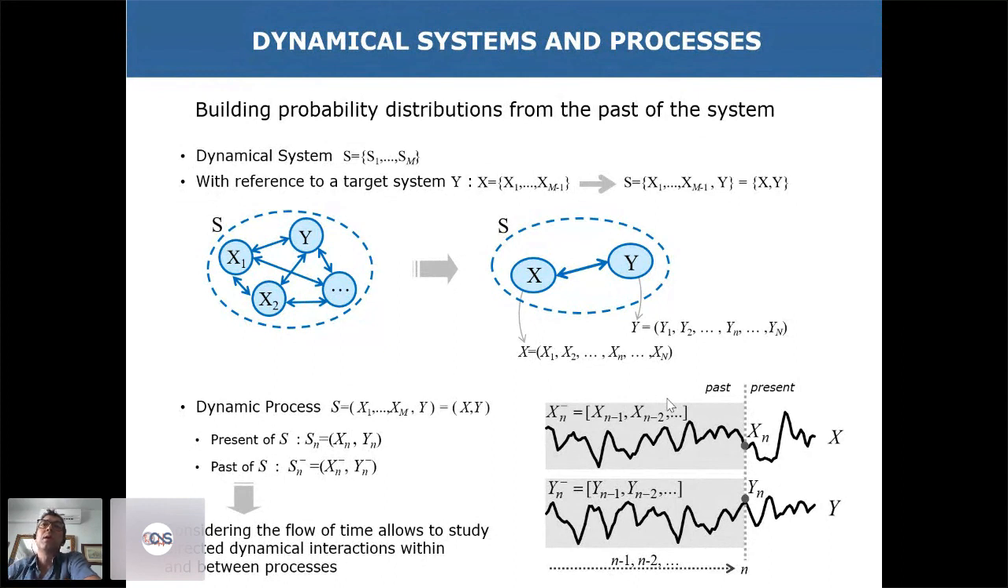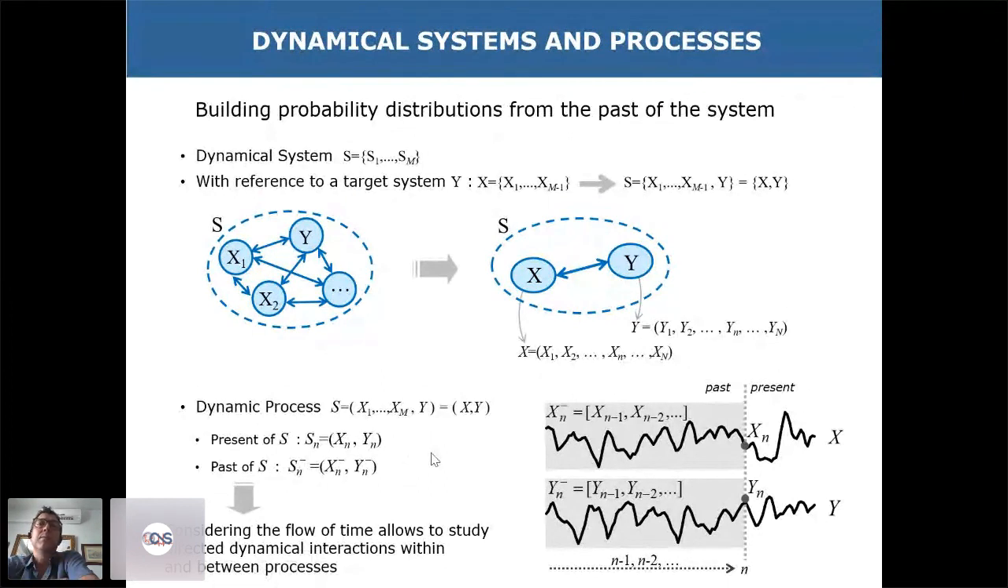So here we have a dynamical system S composed of different units, and each of them can be regarded as a target in turn. In this case, we call the target Y. In the simplest case, we have just one driver and the target. Then we'll see how we can go to more variables. Dynamic process means that we have a present and we have the past of the system. Whenever you see a minus sign, it indicates the past.